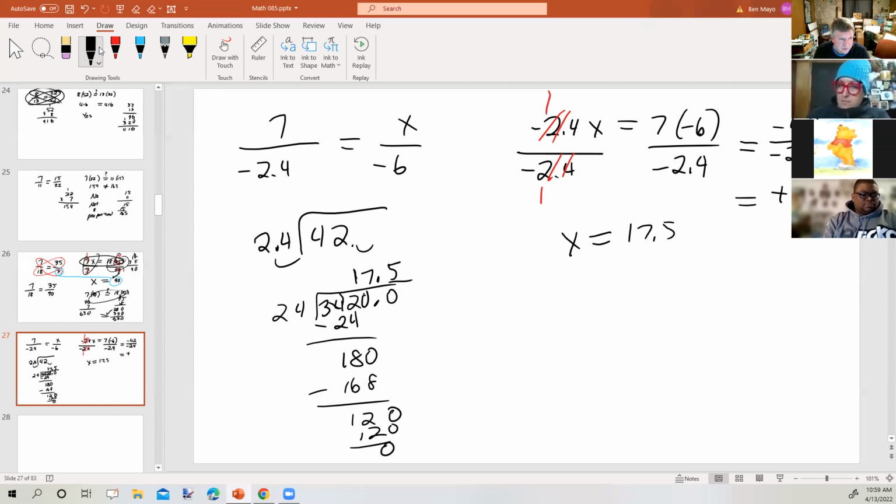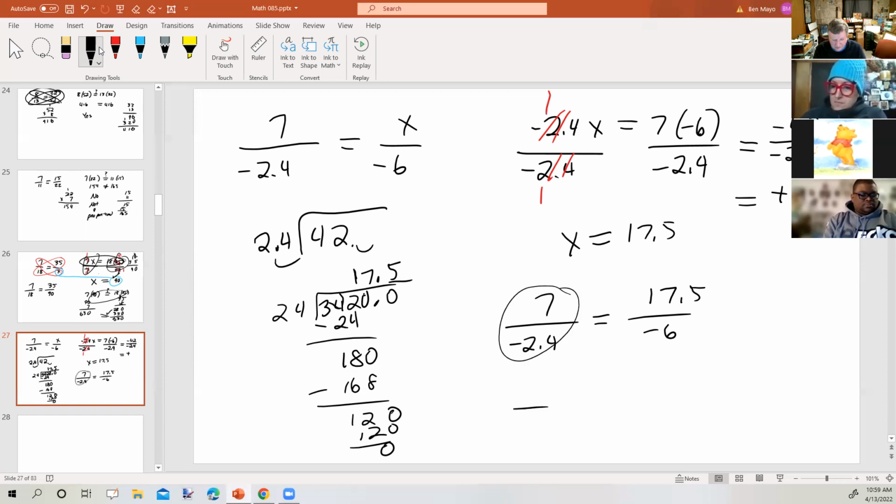All right. So we've simplified the answer. Let's check our work. 7 divided by -2.4 equals 17.5 divided by -6. Well, let me ask you this. What's positive divided by negative? It's negative, right? So we know sign-wise, it's correct.